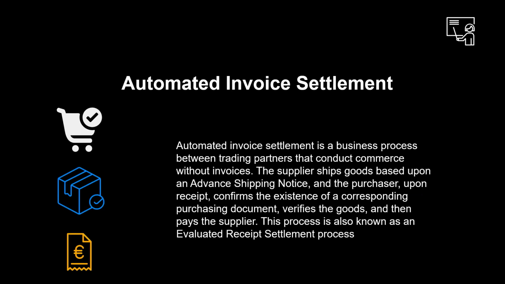Automated invoice settlement is a business process between trading partners that conduct commerce without invoices. The supplier ships goods based upon an advance shipping notice, and the purchaser, upon receipt, confirms the existence of a corresponding purchasing document, verifies the goods, and then pays the supplier. This process is also known as an evaluated receipt settlement process.